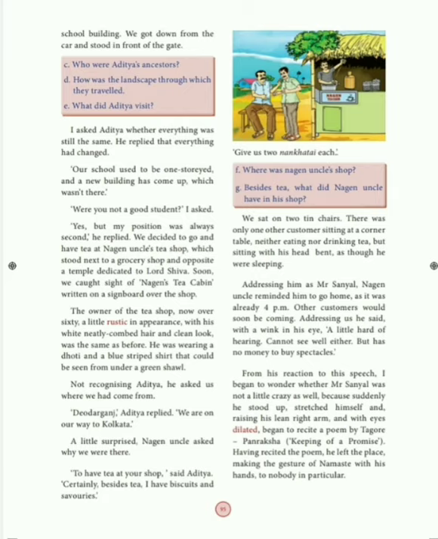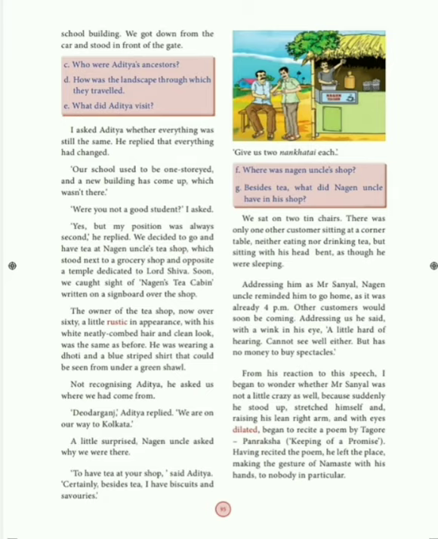After visiting their school, they had an idea to go to the tea shop. They wanted to visit Nagan uncle's tea shop, which is next to the grocery shop and opposite a temple dedicated to Lord Shiva. They reached it, and now they can see the board, Nagan's tea cabin, written on a signboard over the shop. Now the tea shop has also developed.